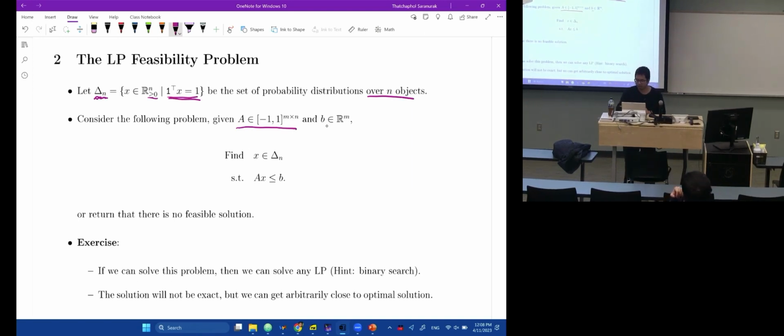And you have b here. Now, let's say that what I want to do is just to check if there is a vector x that looks like a probability distribution such that Ax is less than b. Or just say that, okay, you cannot find such an x. That's the problem.